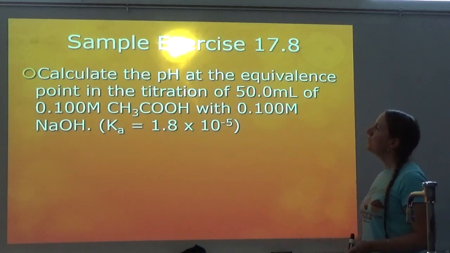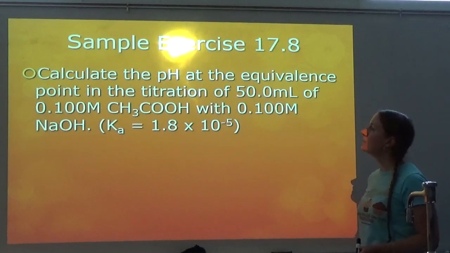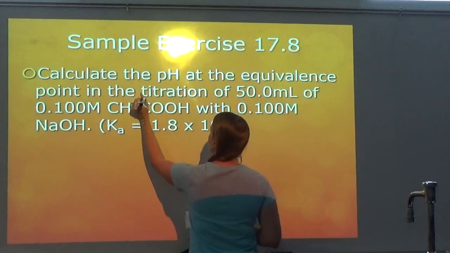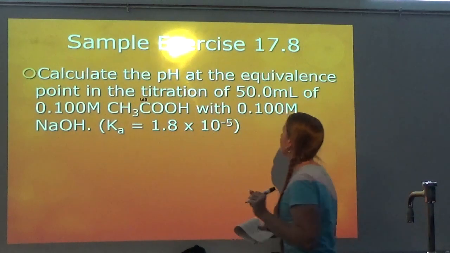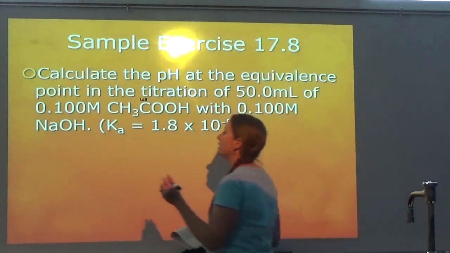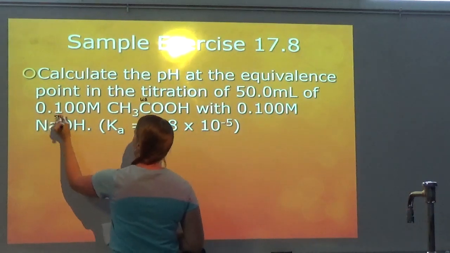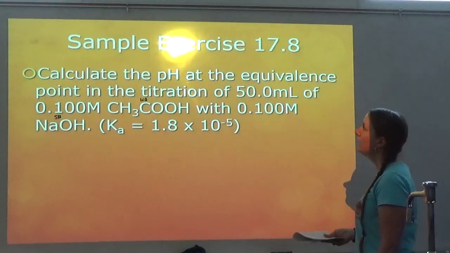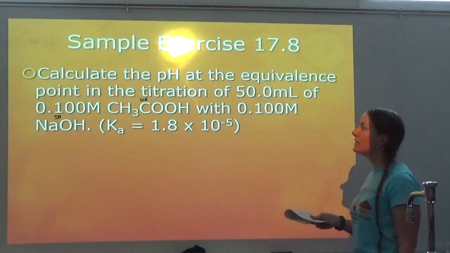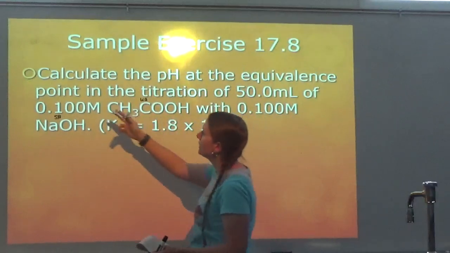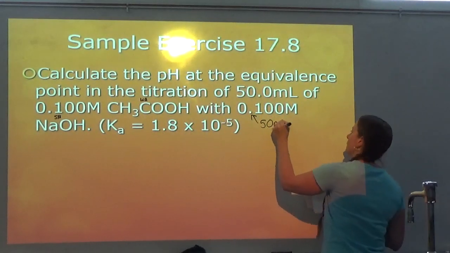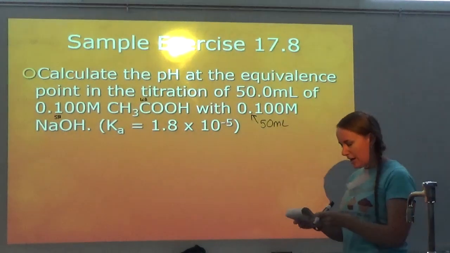All right, so it says calculate the pH at the equivalence point in the titration of 50 milliliters of 0.1 molar CH3COOH. So I know this is a weak acid because it's not one of my strong ones, with 0.1 molar NaOH. So I have a strong base here. All right, so we got weak, strong. We're looking at the equivalence point. Now notice it didn't tell me what the volume is, but since the molarities are the same, it's got to be 50 milliliters, because remember, the moles have to be the same.